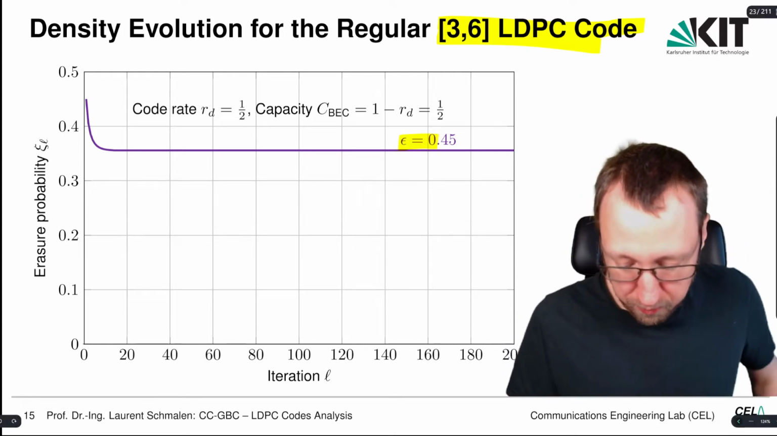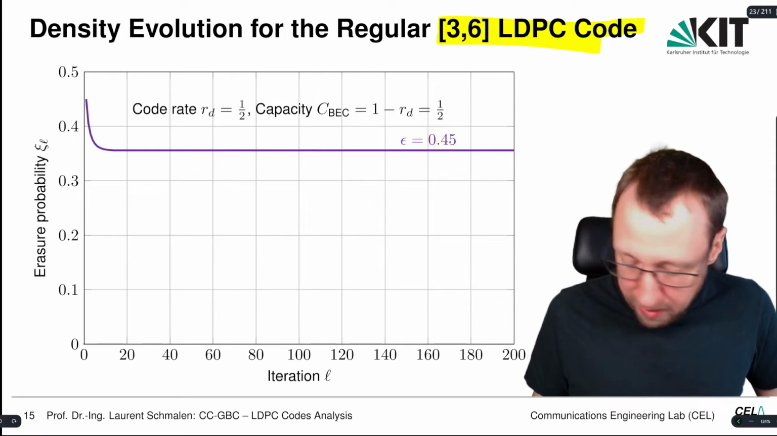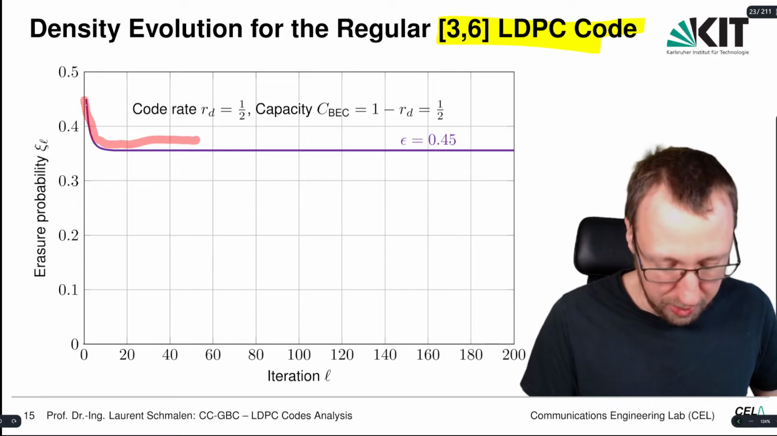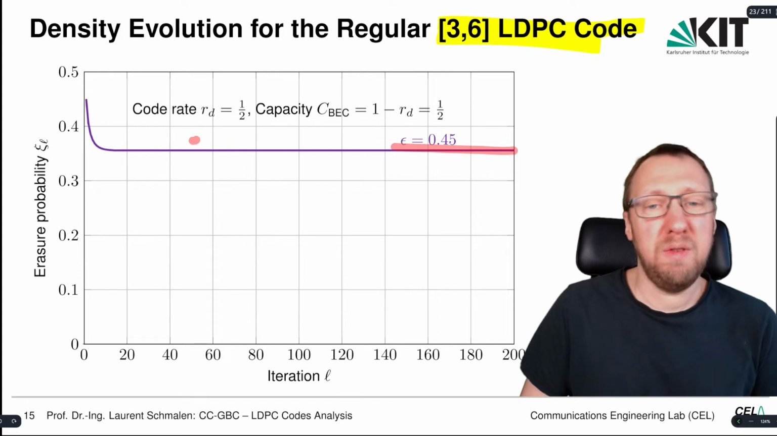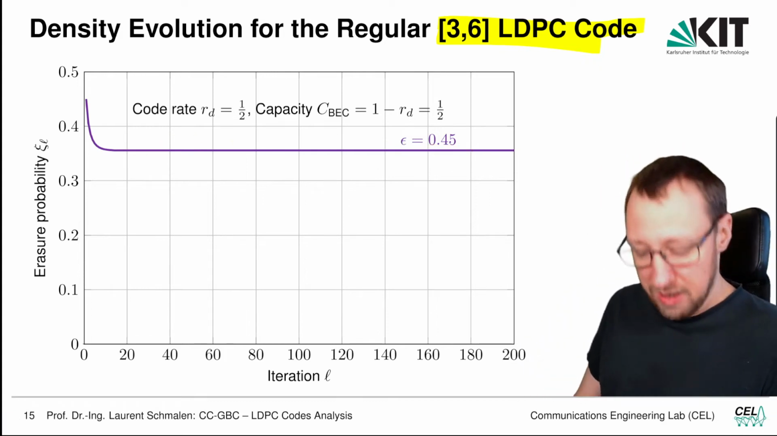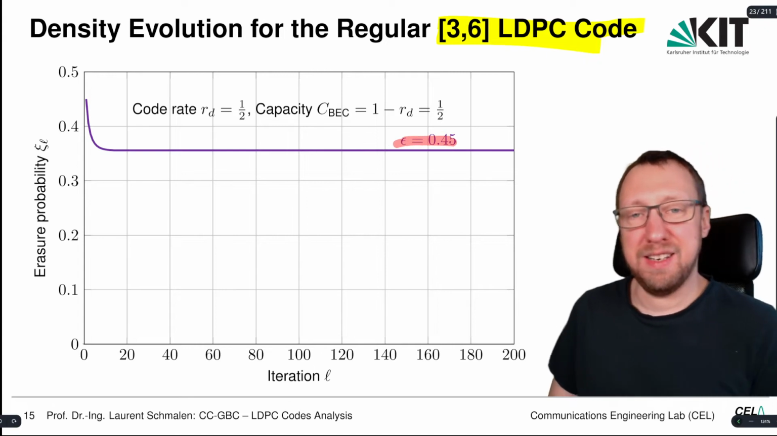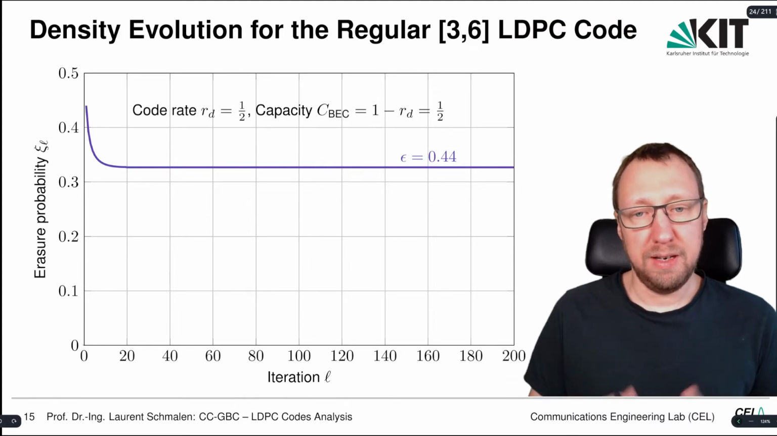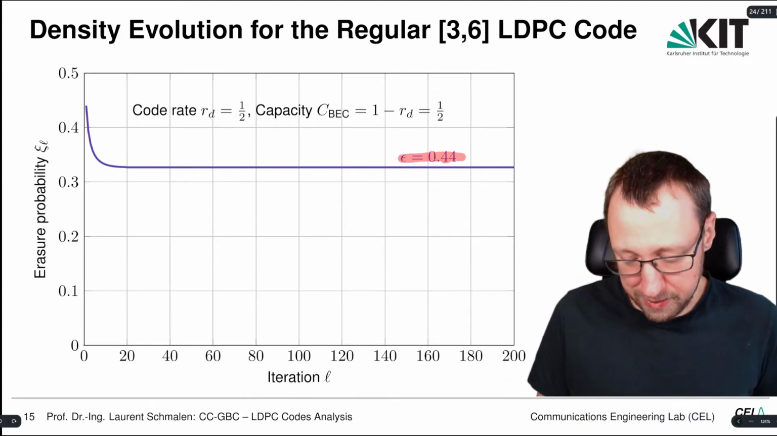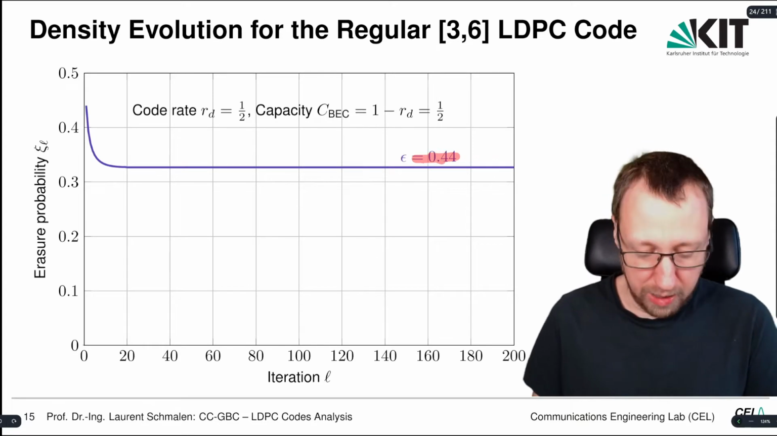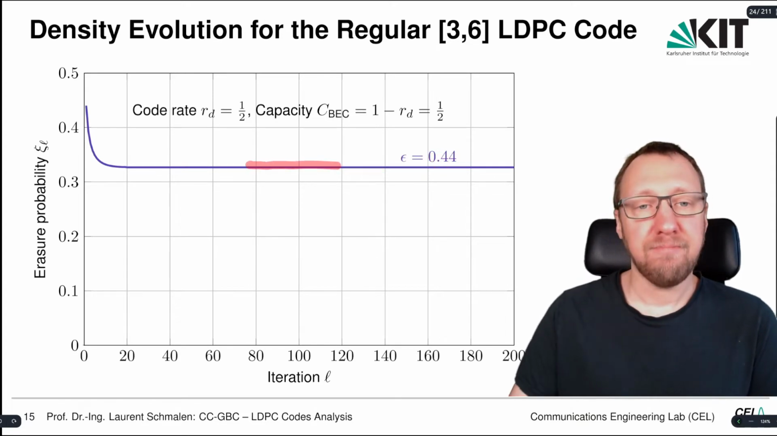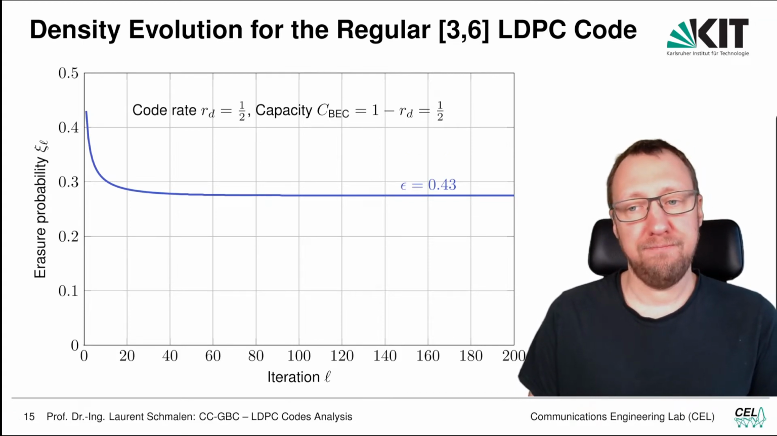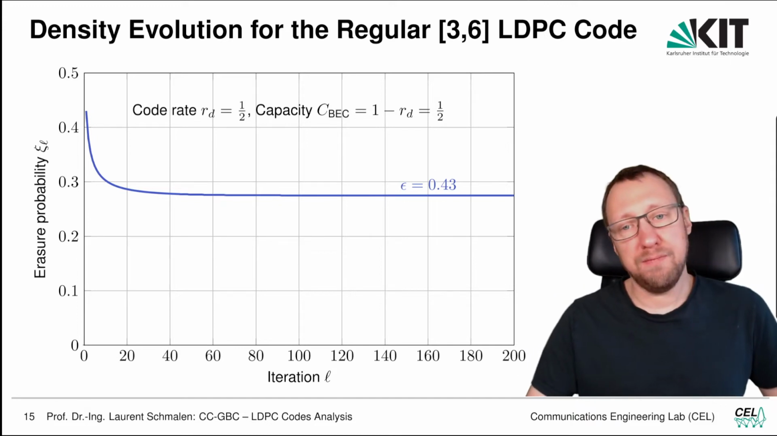Again, let's start with epsilon of 0.45. And we see we start at 0.45 and we get stuck. Decoding doesn't work. Okay. So we are not capacity achieving. We still have a gap to the capacity. So we need to have a different look at a different code. So we decrease epsilon a little bit, 0.44, no chance. We are in a fixed point, we get stuck. Further decrease, epsilon equals 0.43, no chance.